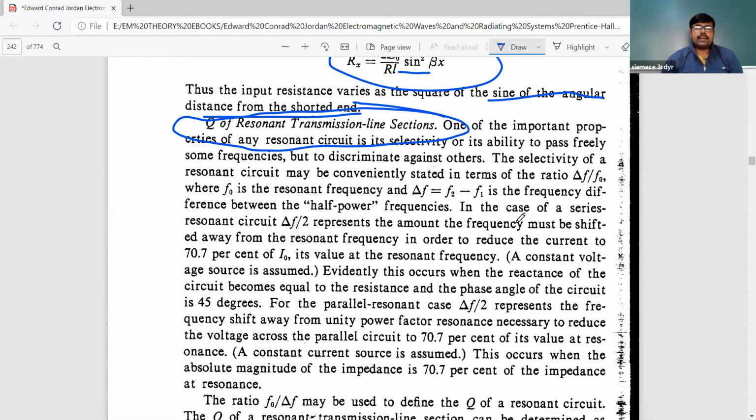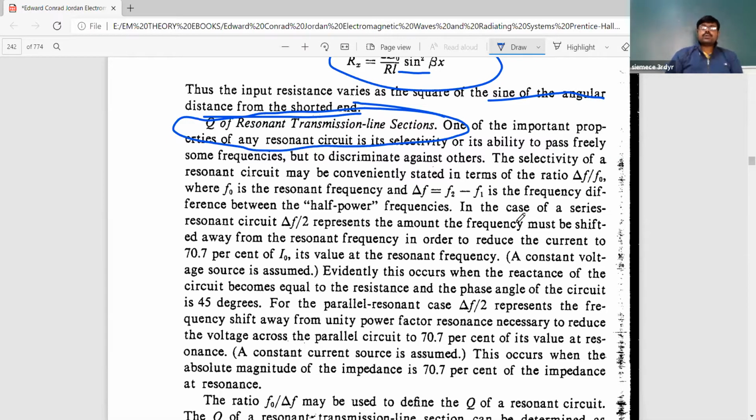One of the important properties of any resonant circuit is selectivity, or its ability to pass freely some frequencies, but to discriminate against others. At the resonant frequency, there will be a certain range of frequencies that will be passed, where we are getting the proper bandwidth kind of response. If we go beyond that range, we will block the other frequencies. So the selectivity of a resonance circuit may be conveniently stated in terms of the ratio del F by F naught, where F naught is the resonant frequency and del F equals F2 minus F1.